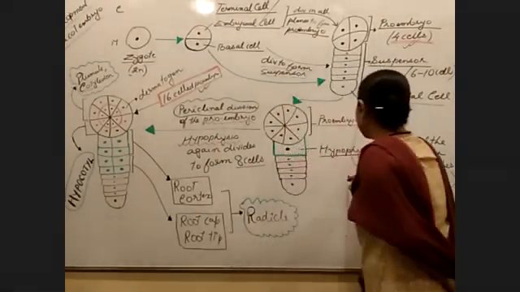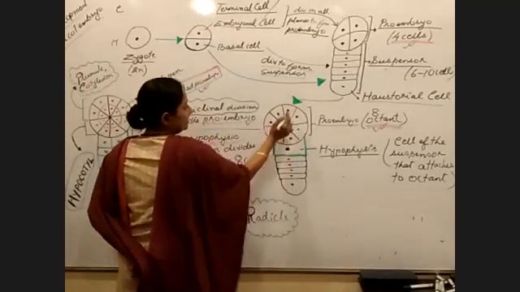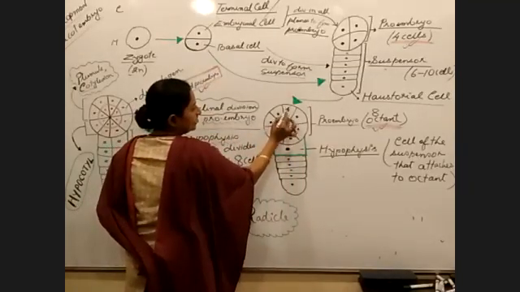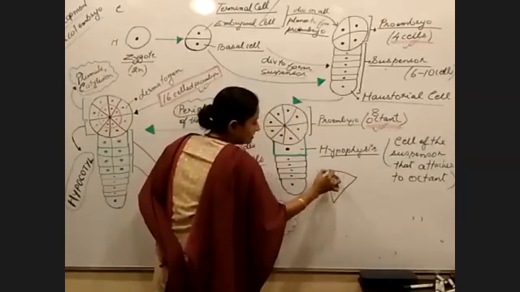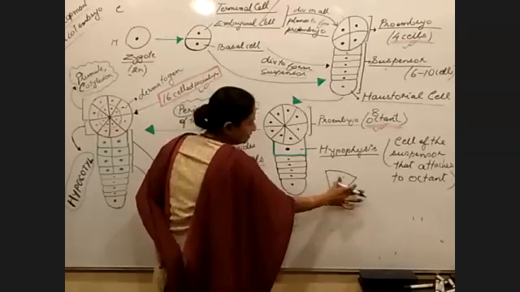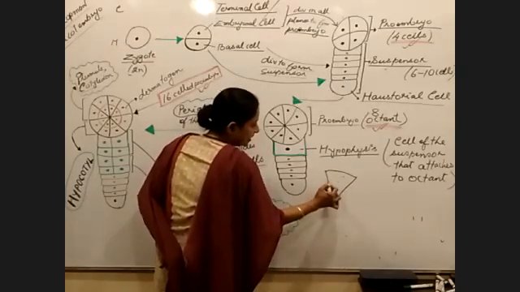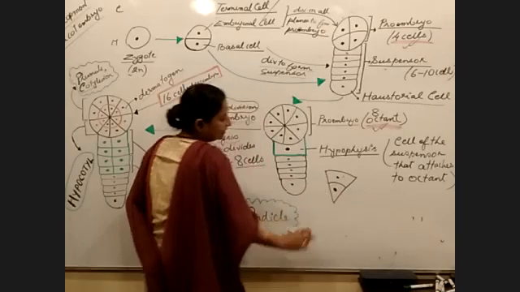So if you are talking about a cell, if this is a cell, this was one cell. If it has to divide in a periclinal way, it will divide parallelly. So it will cut off 2 cells. Is the point clear?